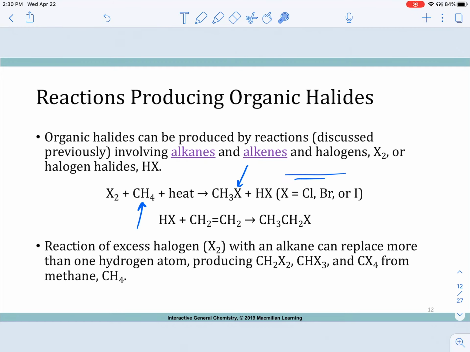And notice, this is from the alkane section, if you have an excess of this halogen, like a whole lot of it, you can actually end up replacing all of the hydrogens. So you go from CH4 all the way to CH2X2, CHX3, or even CX4, like CCl4 or something. So you're just replacing hydrogens with those halogens to produce those.